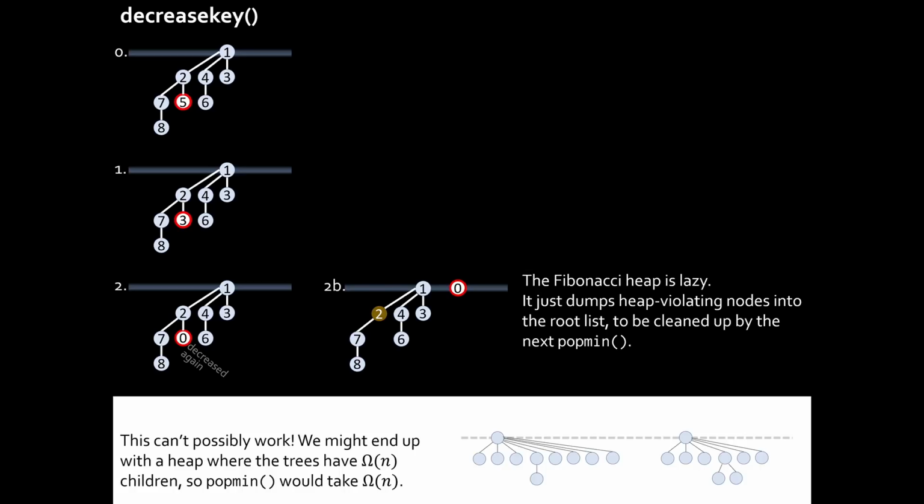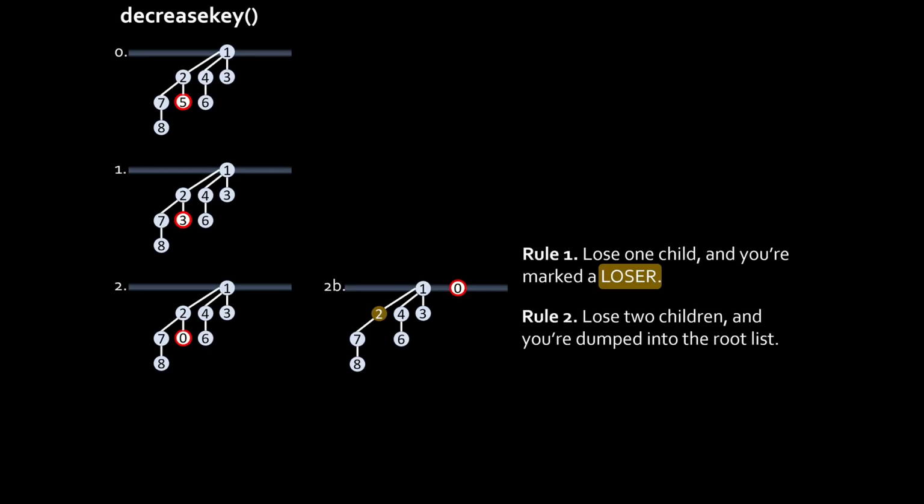The Fibonacci heap needs something to avoid this. We can't allow this state of affairs to develop. So that's the real genius behind the Fibonacci heap design. Here's the trick. It uses a pair of rules. Lose one child and you are marked as a loser. Lose two children and you are dumped into the root list. In this particular case, the node 2 lost one of its children, so it was marked as a loser. The inspiration behind this is we said we want to avoid the situation where you have a grandparent, large number of children, hardly any grandchildren.